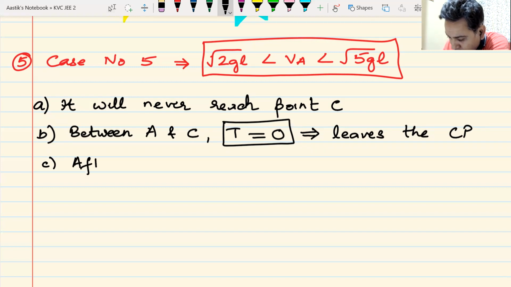Afterwards, when it leaves, it will follow projectile motion, which is nothing but motion under gravity.